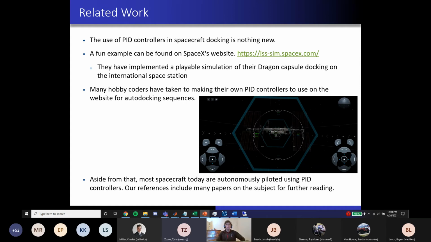So some related work to this. The use of PID controllers in spacecraft and in docking is nothing new. SpaceX actually on their website has this cool little simulation that can be done for the Dragon capsule docking on the ISS. And looking at GitHub and related places, PID controllers are used all over the internet. And with that, references at the end are also included in that related work. Next slide.